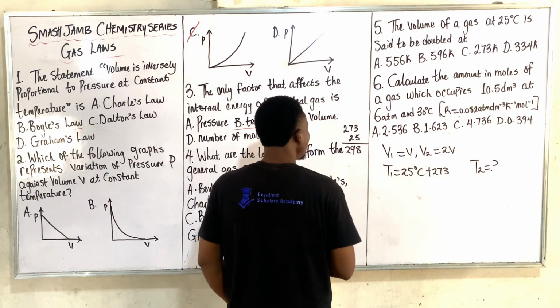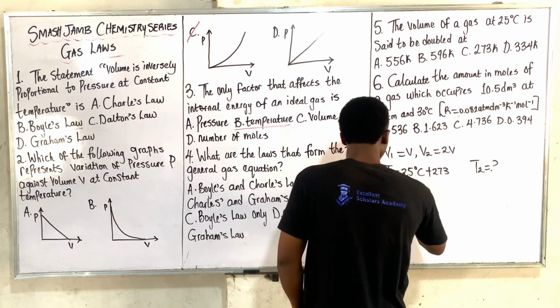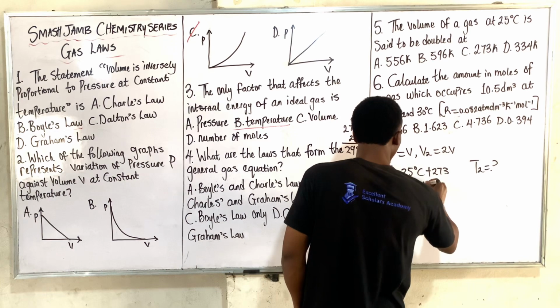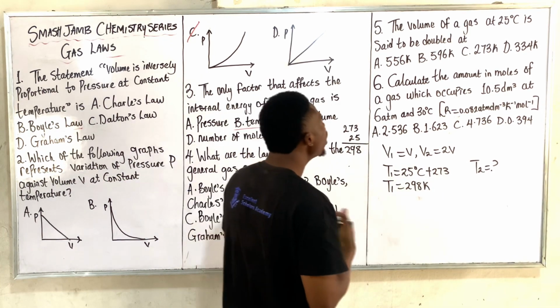892, that's 298 Kelvin. All right, this is going to be our answer. That's for this. Now, what do we do next?